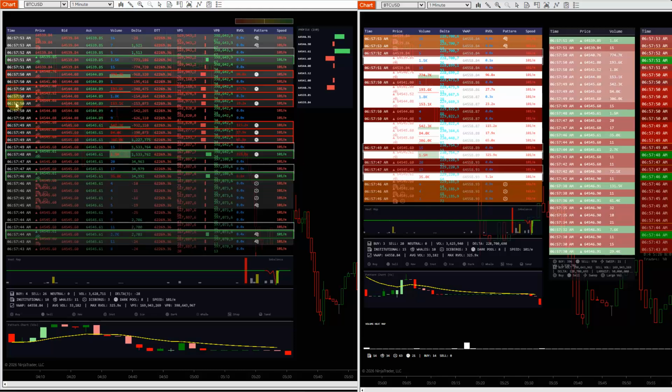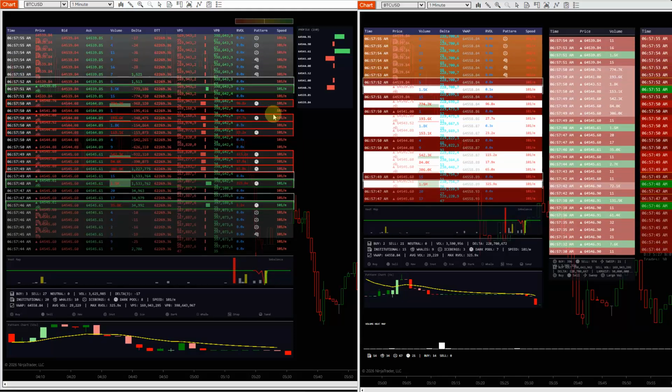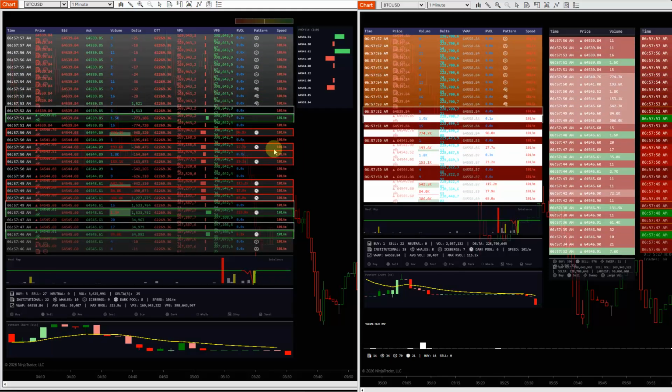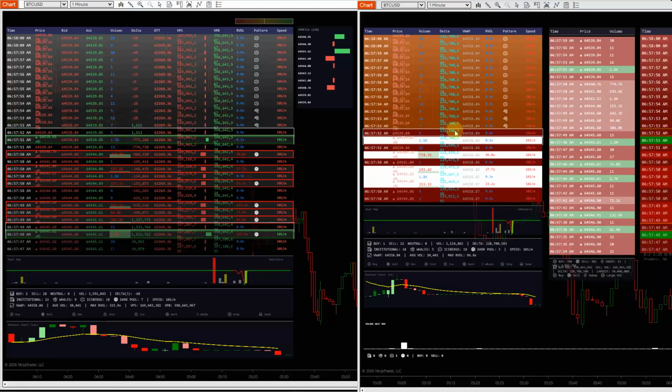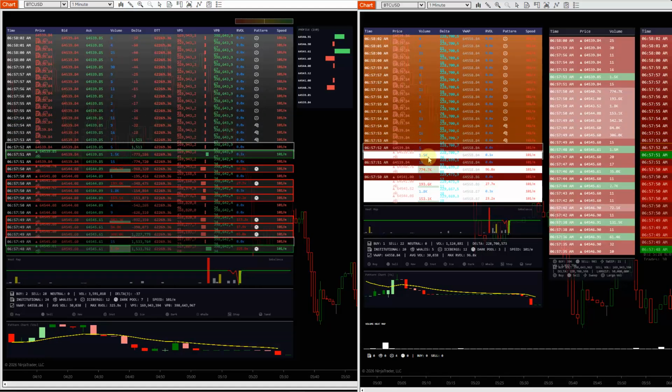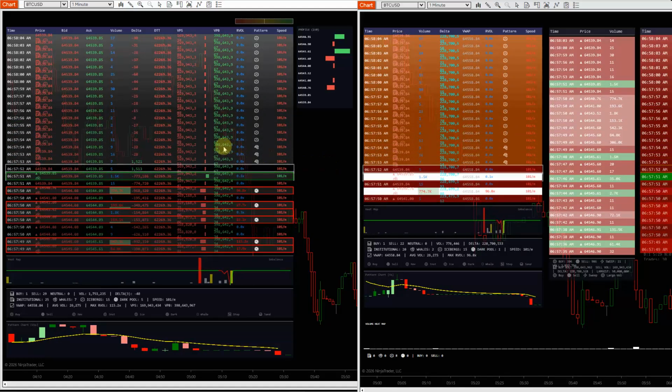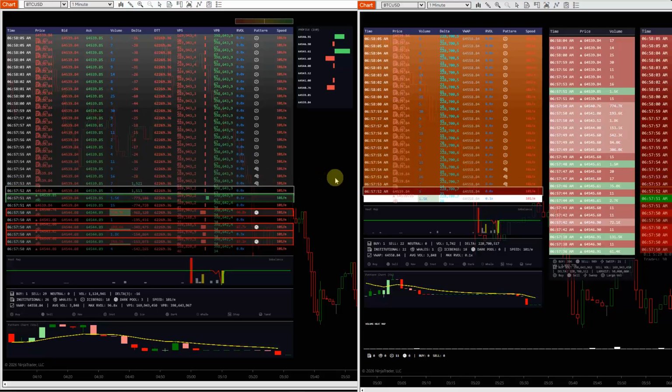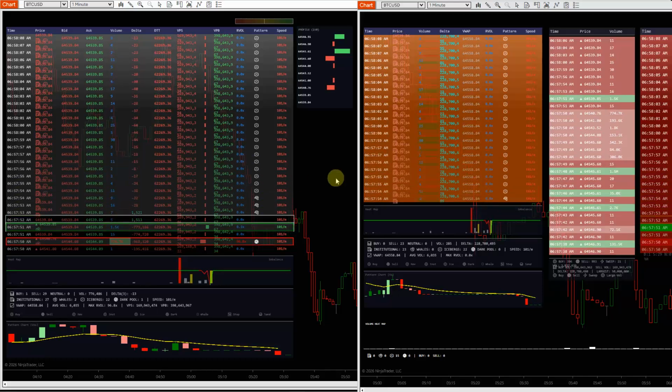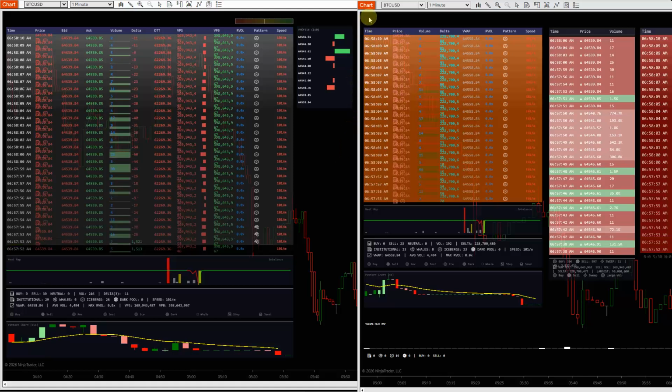Here the rows are being highlighted similar to your time and sales from NinjaTrader. It's not doing that over here, right? So it's just a tad bit more of what you would be used to if you were looking at the time and sales on NinjaTrader. And those are just some components that it has.